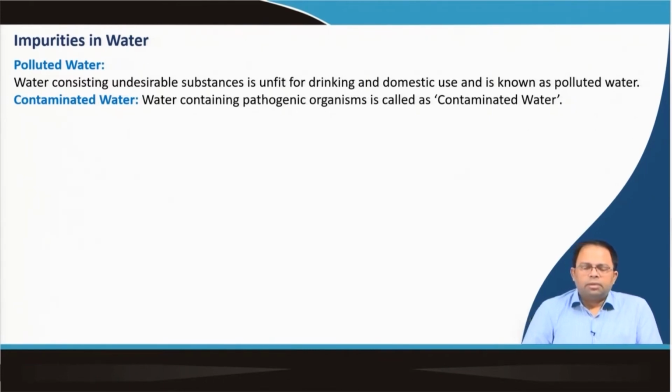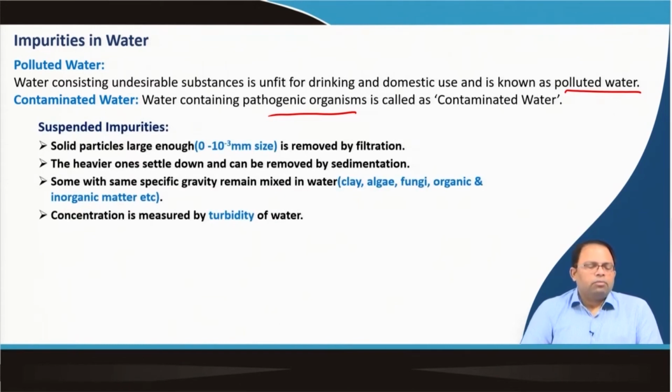So, the water which contains undesirable impurities is known as polluted water, and we usually call water containing pathogenic organisms contaminated water. So, polluted water and contaminated water are the ones which we actually need to be worried about. So, what kind of impurities are there? There are different types of impurities. First, I will group them into three kinds.